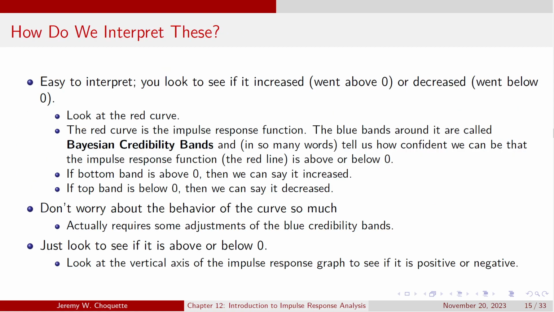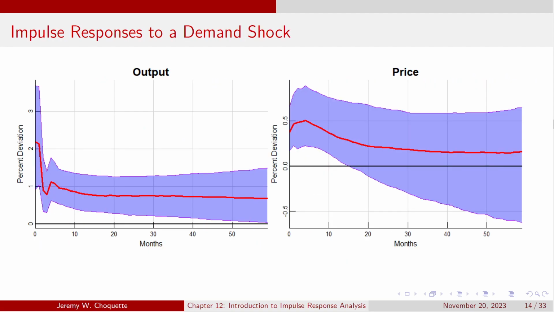So it's fairly easy to interpret, really. You just look to see if it increased. And again, you want to look at that red curve, and you don't want to be too worried about the behavior of the curve so much. So don't go like, well, is it increasing, like it's increased here, but then it falls and it increases and it falls again. I just want you to look and tell me, is this red curve above or below 0?